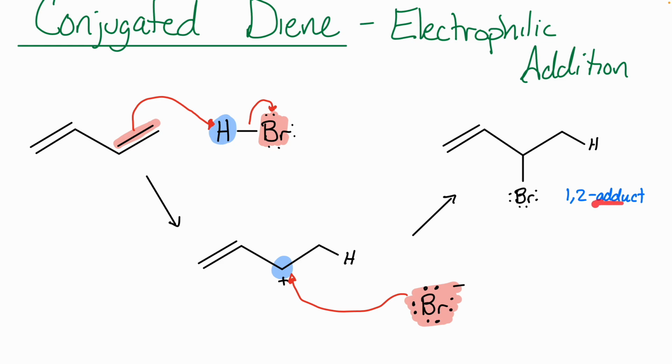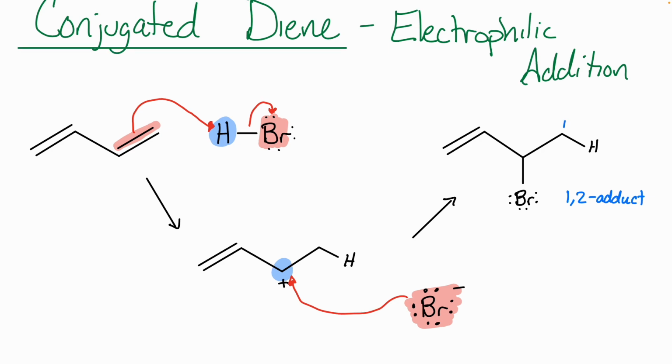It's our addition product, so we call it an adduct, and we call it the 1,2 because hydrogen is located 2 carbons away from that bromine. All right, and indeed, this is one product that we can get from these electrophilic addition reactions, but it's not the only product that we can get.